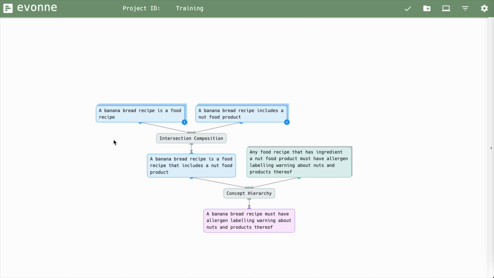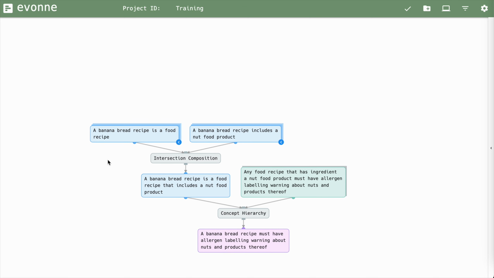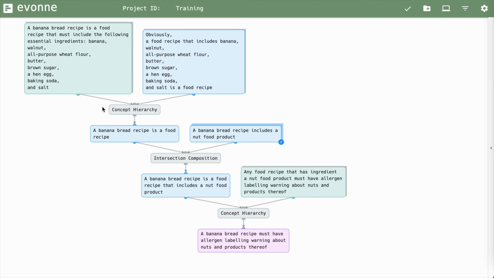A banana bread recipe is a food recipe that includes a nut food product is true because it is based on two facts. A banana bread recipe is a food recipe, and a banana bread recipe includes a nut food product. The first one follows from an axiom saying that a banana bread recipe is a food recipe that must include the following essential ingredients: banana, walnut, etc. And from the simple rule that a food recipe that includes a banana, etc., is still a food recipe.